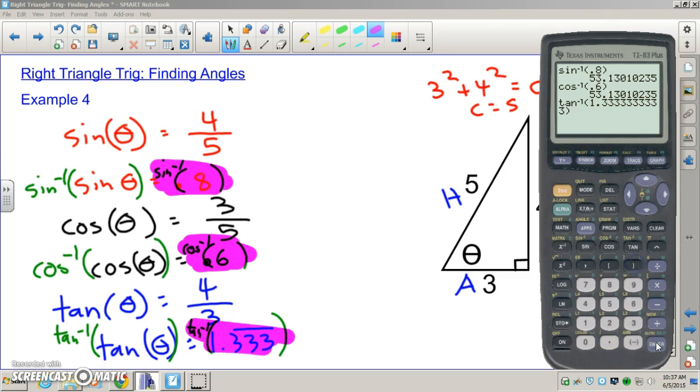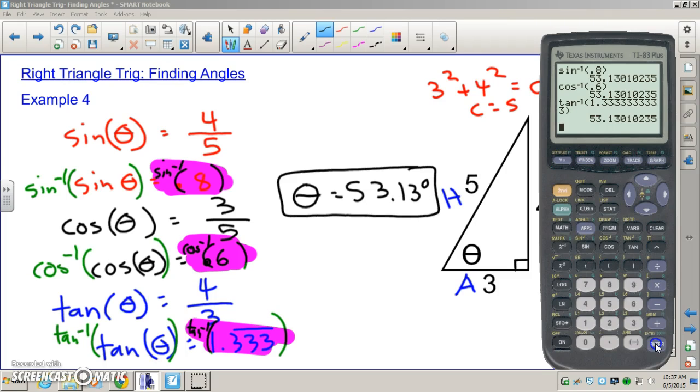1.333333333 repeating. And if you notice, all 3 of them are telling you your angle is 53.13 degrees. So it's your call which one of those you use. It doesn't matter. You don't need to do all 3. Pick one of them.